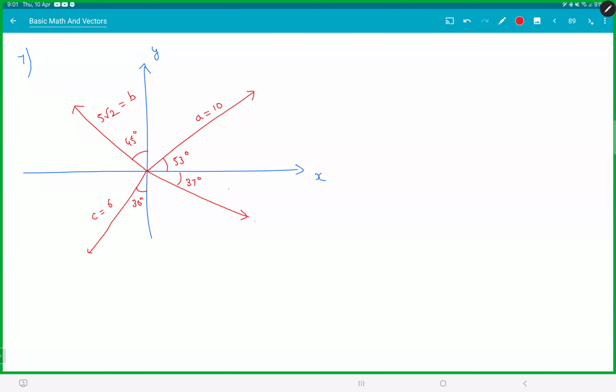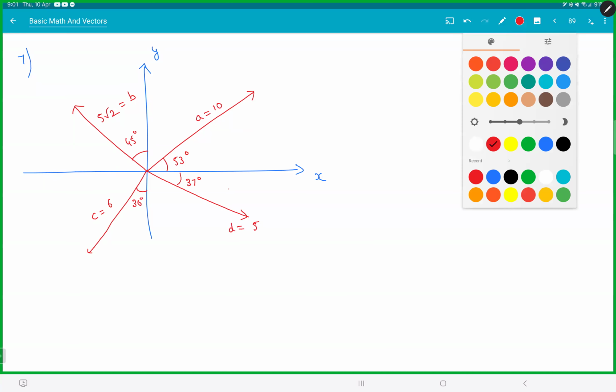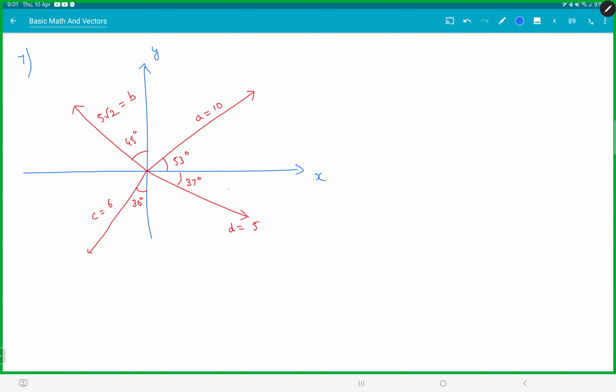This is 37 degrees. And let's say this is equal to 5. There. So I gave you 4 vectors, magnitudes and angles. I want you to find A bar, B bar, C bar, D bar, A bar plus D bar. Let's make it A minus D bar. Wait, I'll do even better. Let's make it 2A bar minus D bar. Okay, let's get them all.